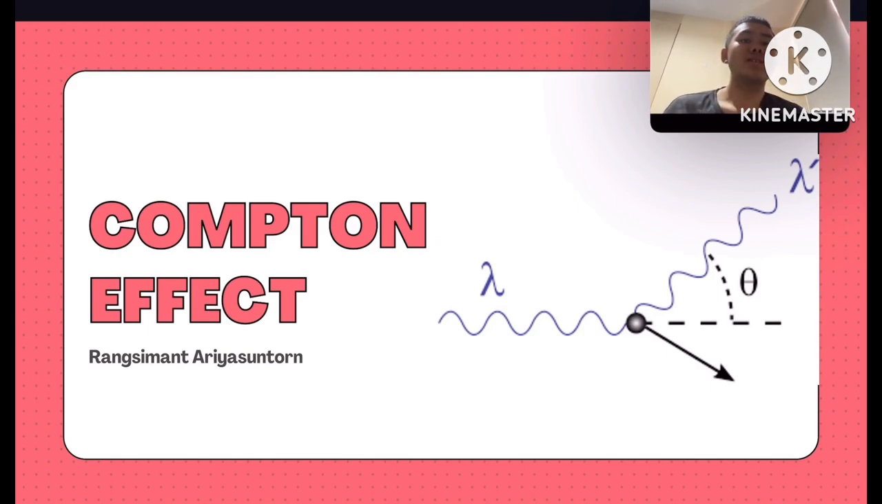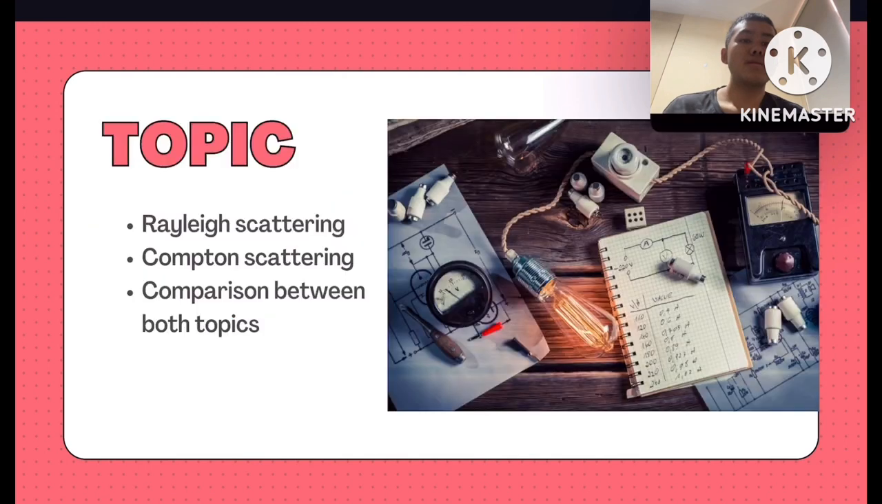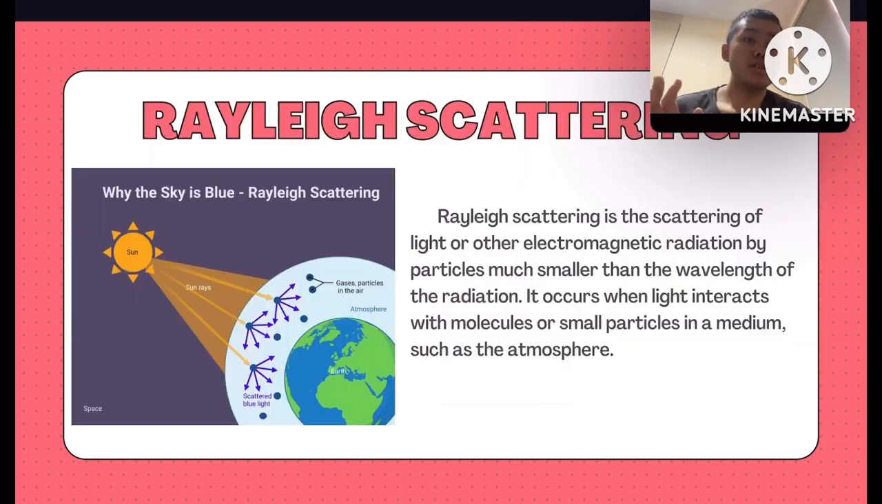Today I will present one of the topics of EM waves called Compton effects. All of these are the topics that I will present today: Rayleigh scattering, Compton scattering, and a comparison between both topics. The first topic is Rayleigh scattering.